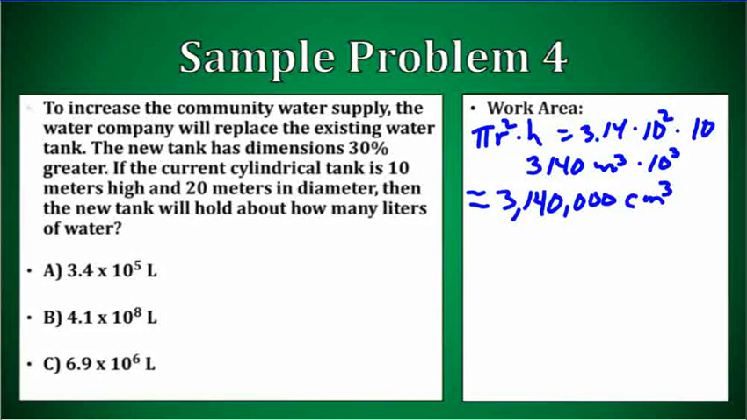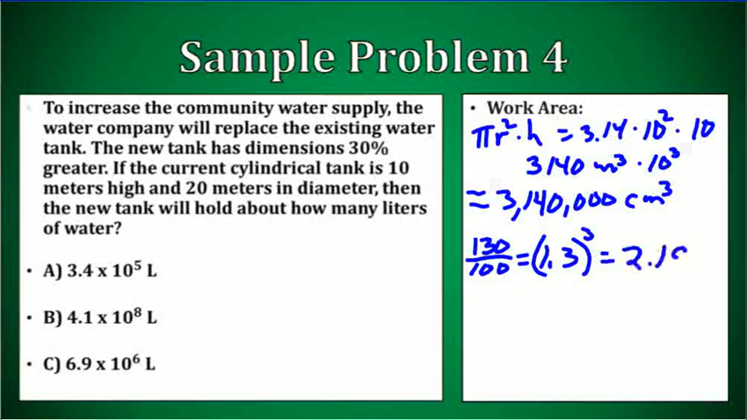Then it says that the new tank has dimensions 30% greater. So 30% greater means it's 130% of what it was before. So 130 divided by 100 is 1.3. So that's our scale factor. And since we are dealing with volume, we would cube the scale factor. So 1.3 cubed would be 2.197.